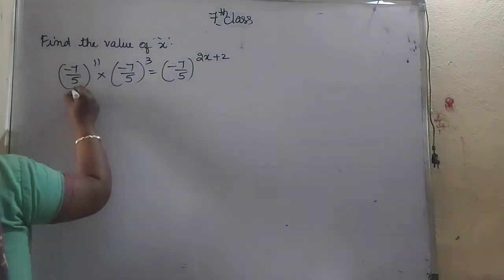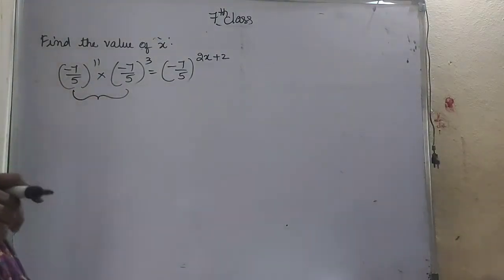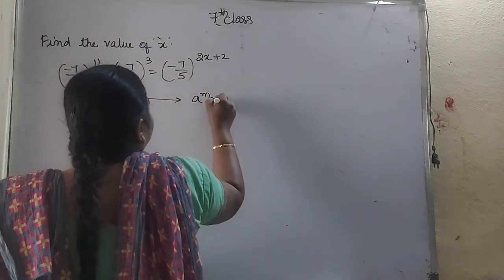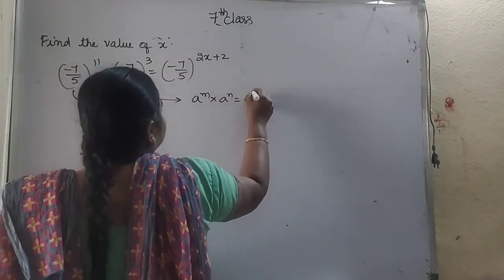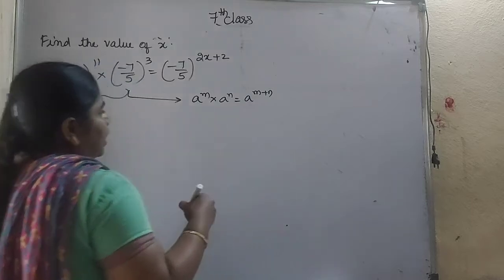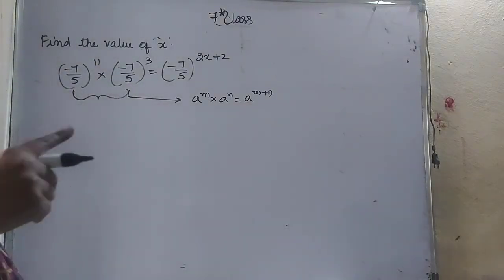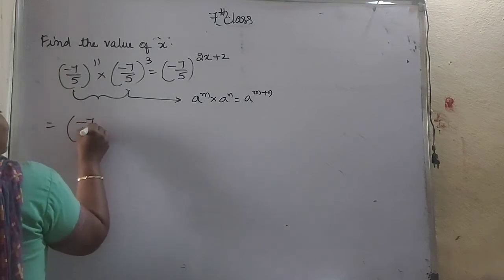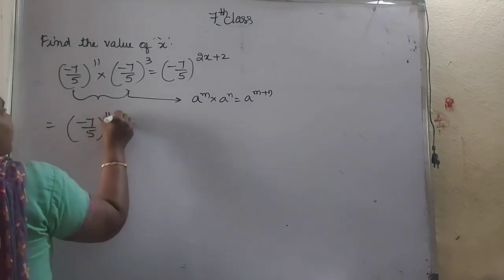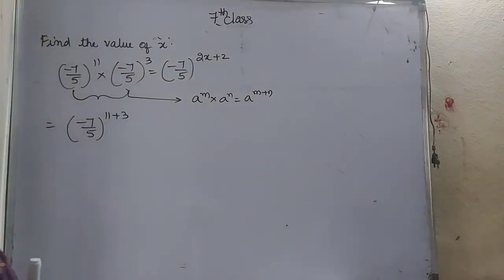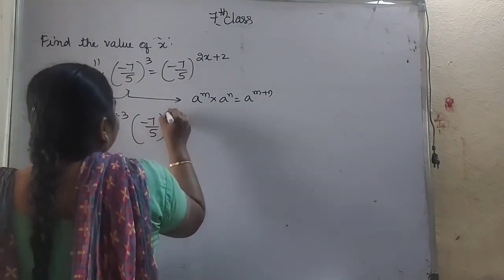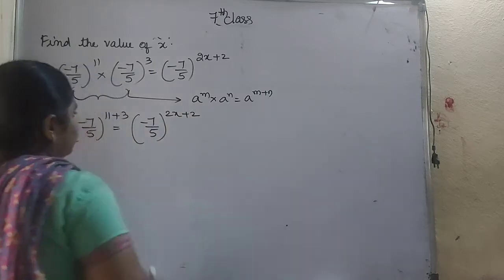If you see, these bases are equal, so we can add the powers. Which formula are we using? a power m into a power n is equals to a power m plus n. When both bases are equal, we can add the powers. So I am adding both powers, that is (-7/5) to the power of 11 plus 3 is equals to (-7/5) whole power 2x plus 2.